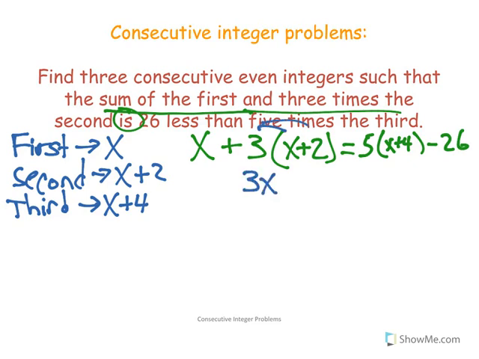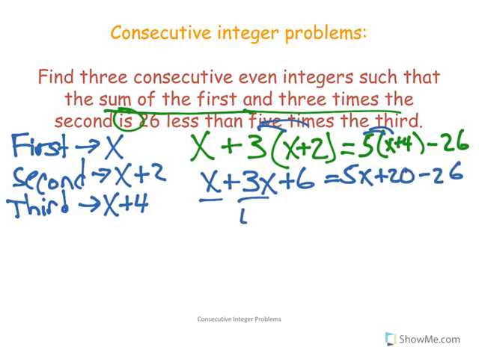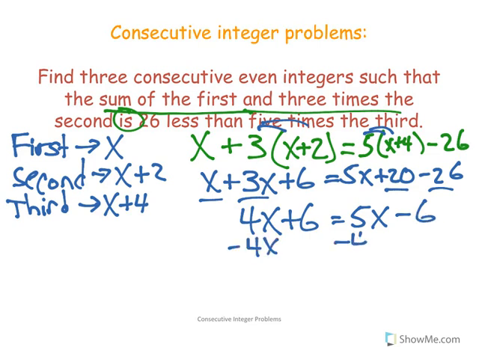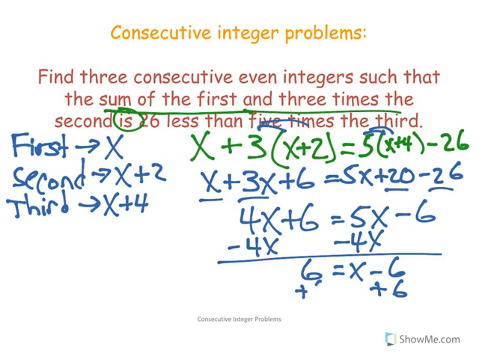So this is 3x plus 6. This is 5x plus 20 minus 26. Combine my like terms, 4x plus 6. Combine my like terms, 5x minus 6. Now, not that it's going to come up here, guys, but it is okay for consecutive integers to be negative. Okay, we didn't see any yet, but that's not to say that you won't see any with your homework.